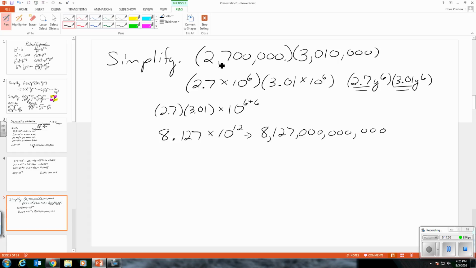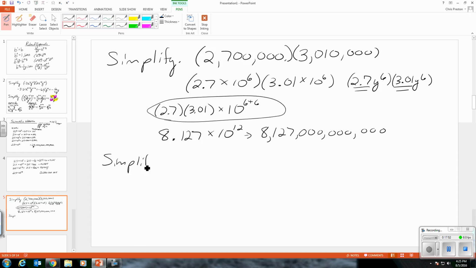So, what is 2.7 million and 3.01 million multiplied together? What's that? Thousands, billion, 8,127,000,000,000. But multiplying it with just this format is a lot easier than trying to track all those zeros if I try to do it the other way.